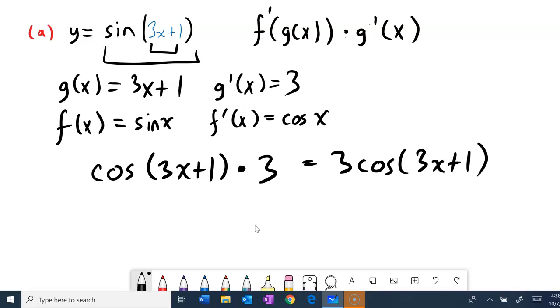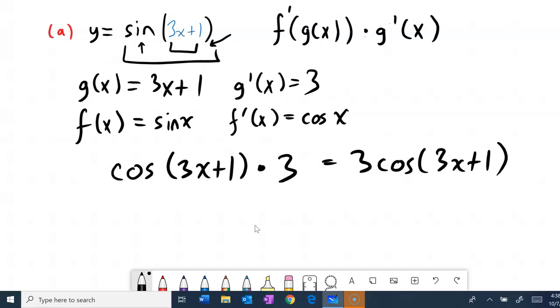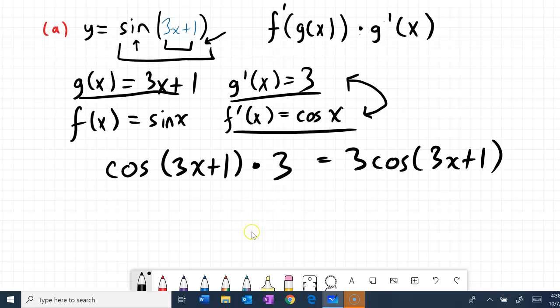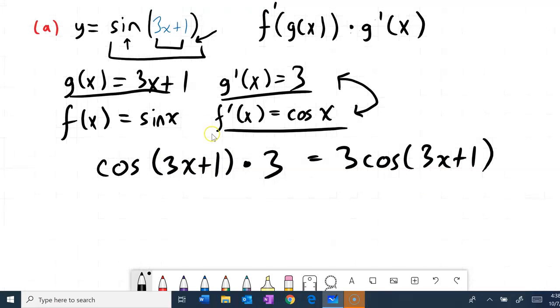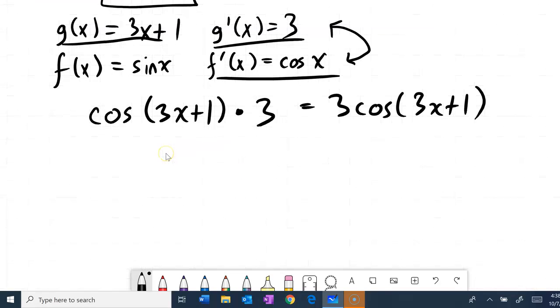So just a little recap. I wanted to know what the inside was, and then I wanted to know what the outside was, which was sine. Sine was the outside function, and 3x plus 1 was the inside. I found the derivative of each, right here and here, and then I just put together all the pieces. I needed these three pieces, and then I just put them together. So remember to keep the inside function the same, and then you multiply by the derivative of the inside at the end. So let's look at B.